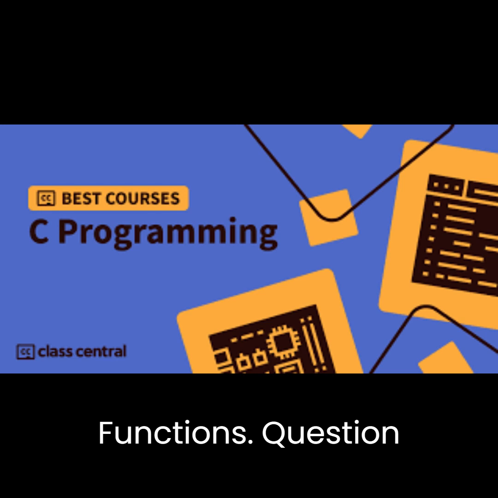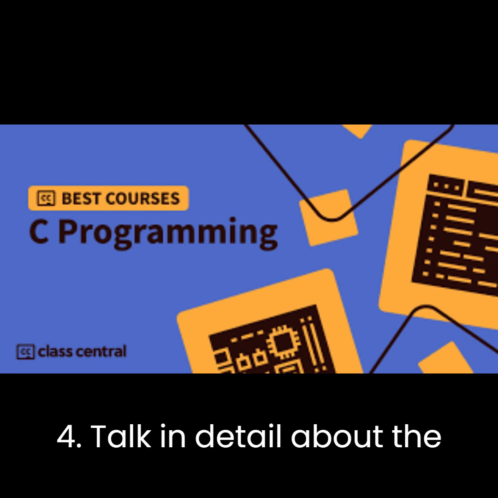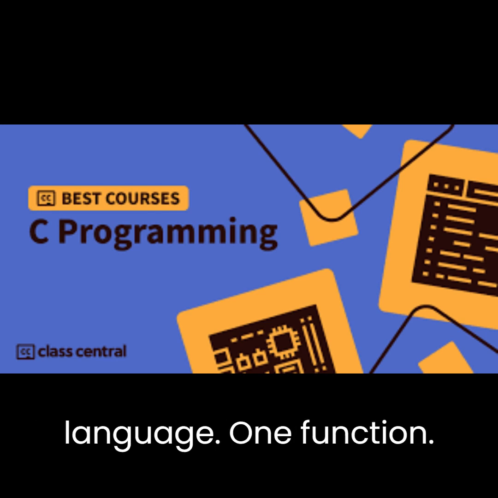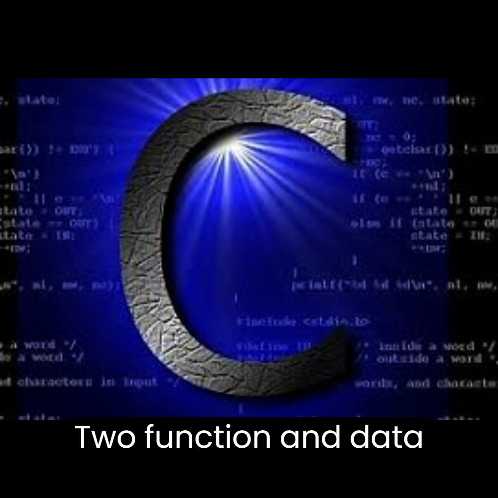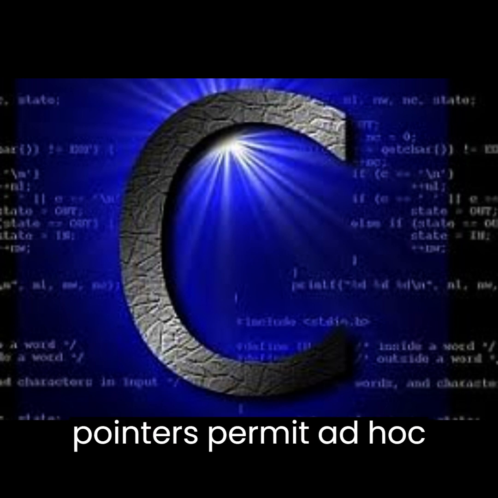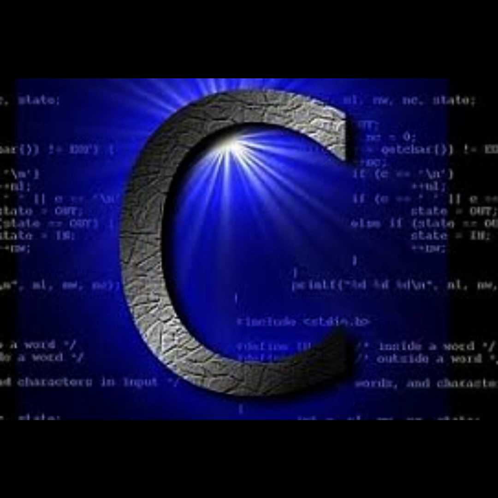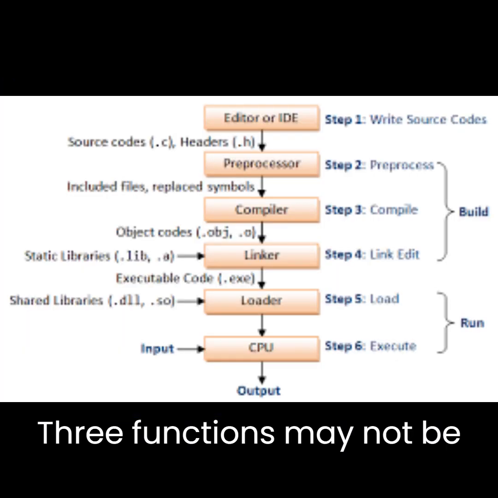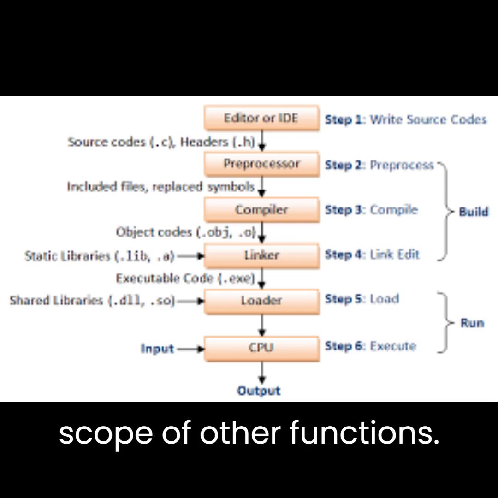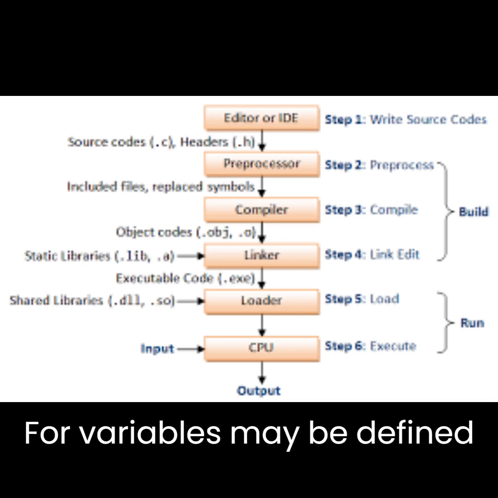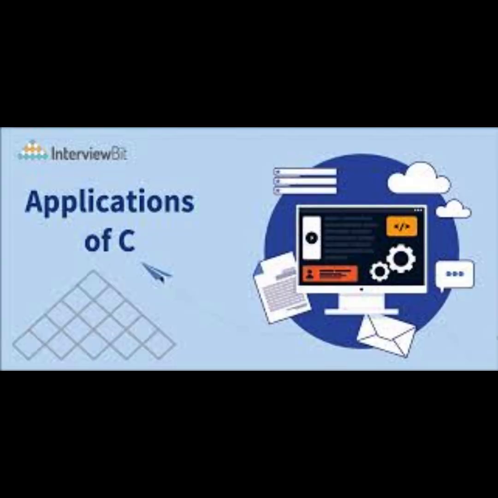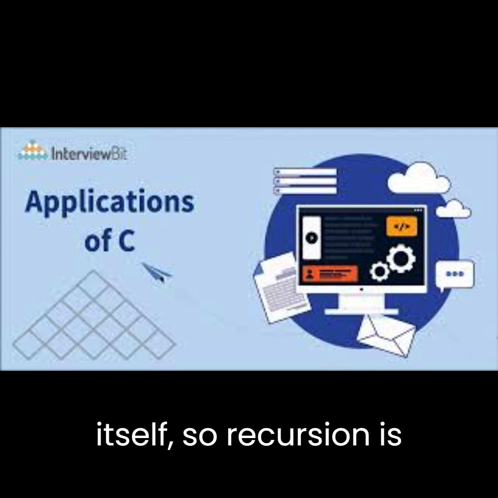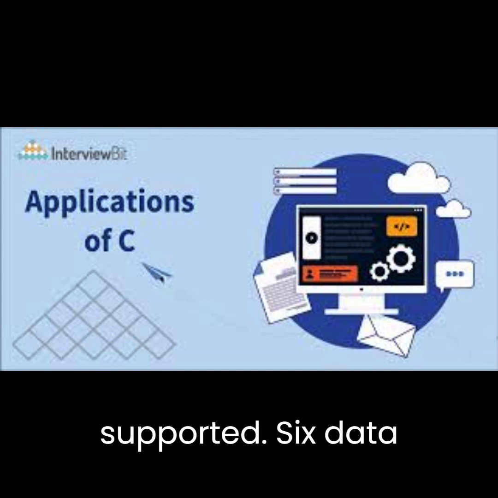Functions. Question 4. Talk in detail about the tasks of the C programming language. 1. Function return values can be ignored when not needed. 2. Function and data pointers permit ad hoc runtime polymorphism. 3. Functions may not be defined within the lexical scope of other functions. 4. Variables may be defined within a function with scope. 5. A function may call itself, so recursion is supported.